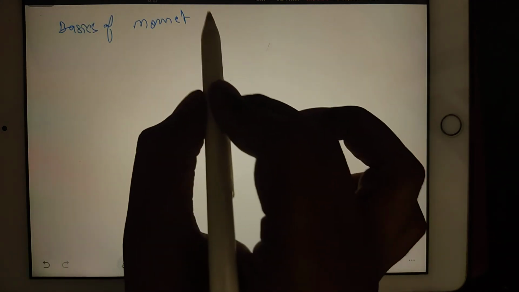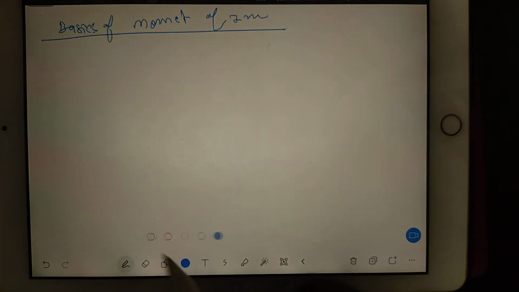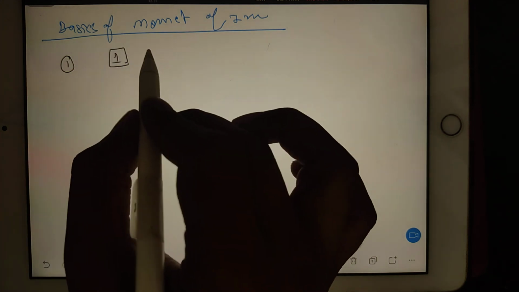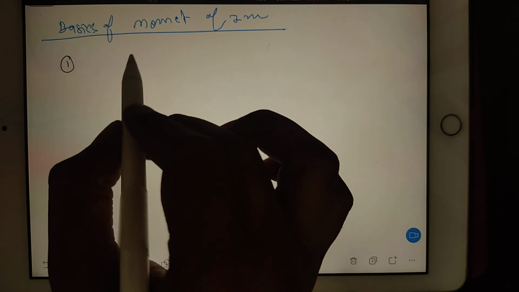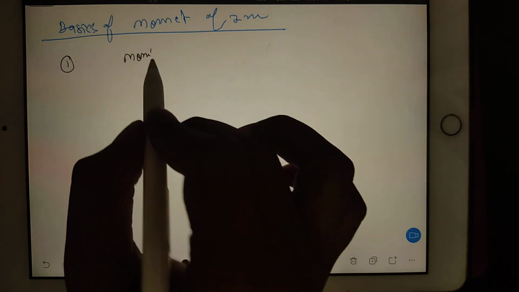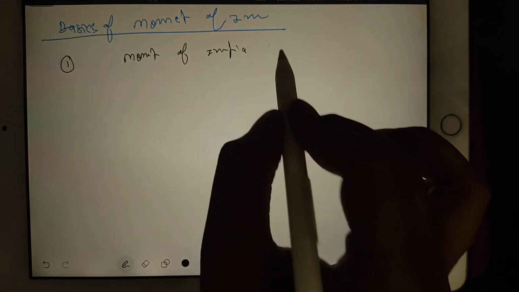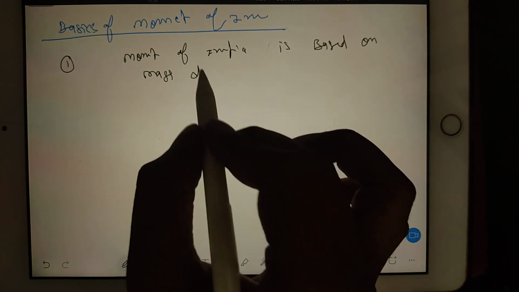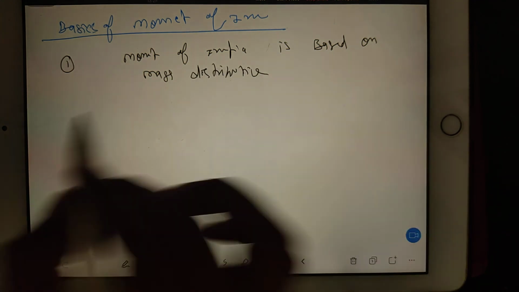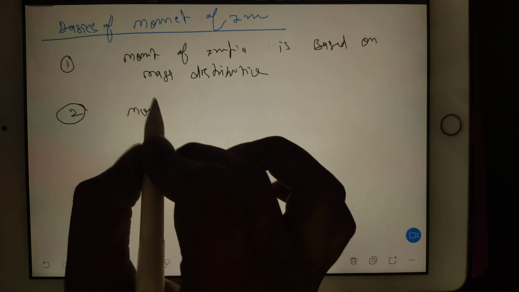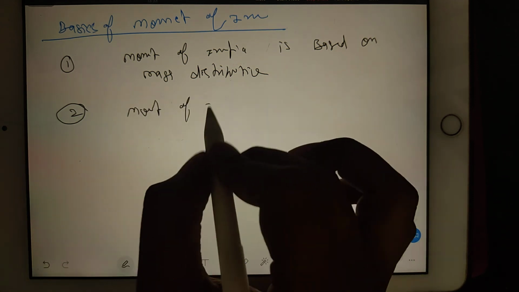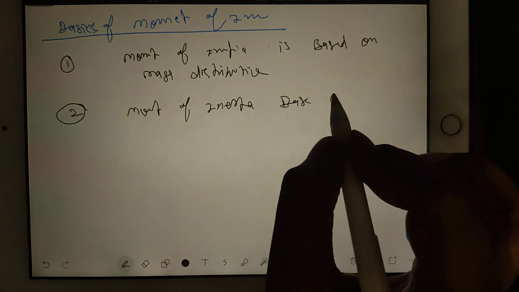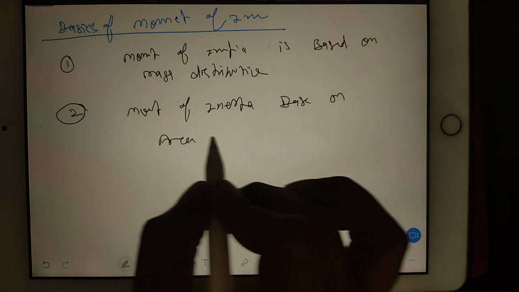So first point you mention here, in point 1: one type of moment of inertia is based on mass distribution, and we also have moment of inertia based on area distribution.